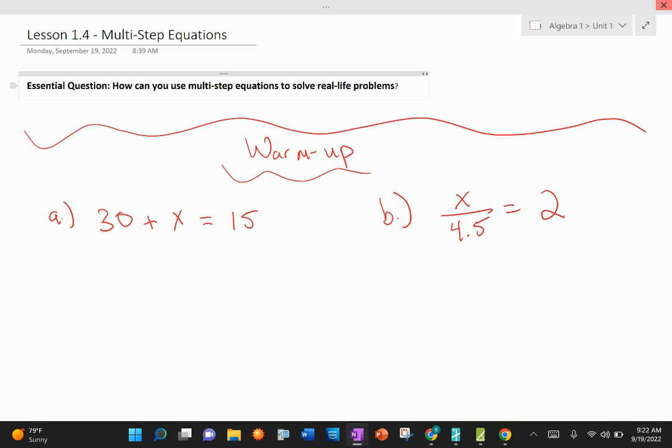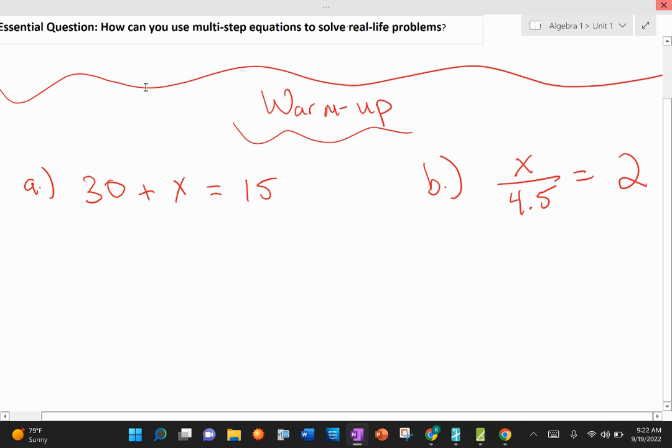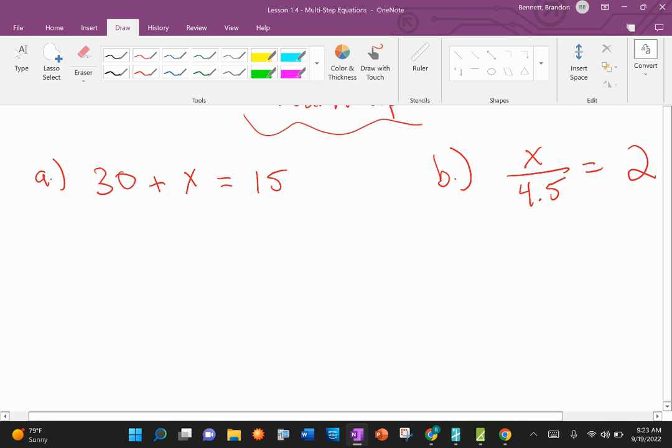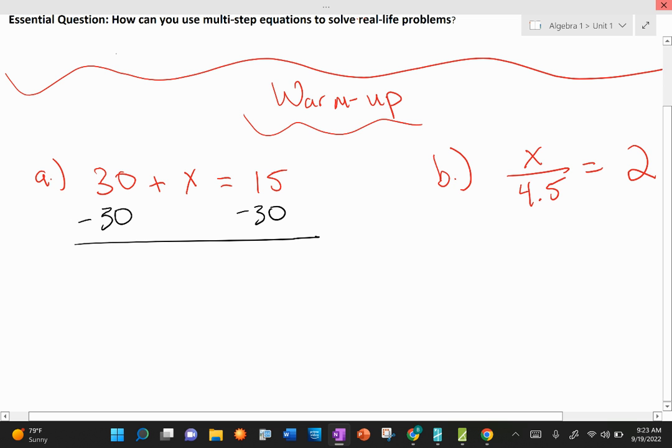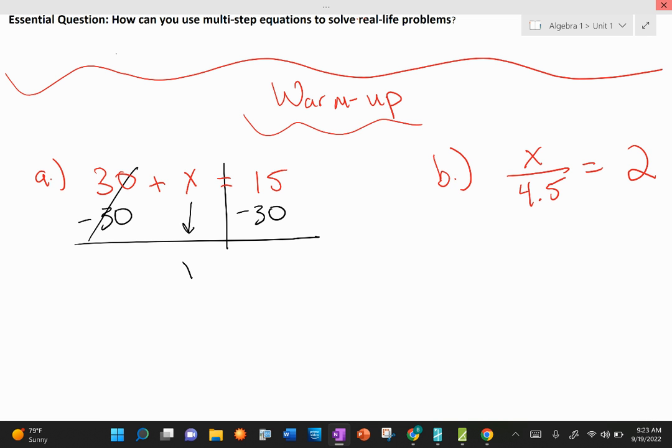All about solving equations. So, letter A. What are we solving for? X. What operation is being done to X? Yeah, it's being added by 30. What's the opposite of adding by 30, Brian? Nailed it. Okay. Whatever you do to one side, you have to do the other. 30s cancel out. Bring the X down. What is 15 minus 30? Good job.